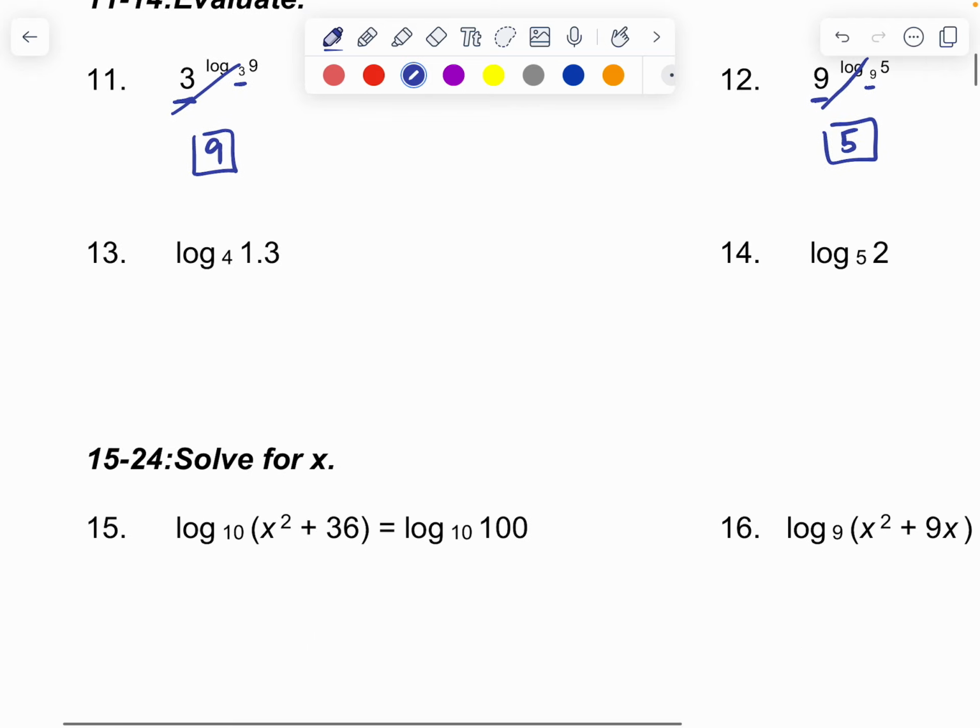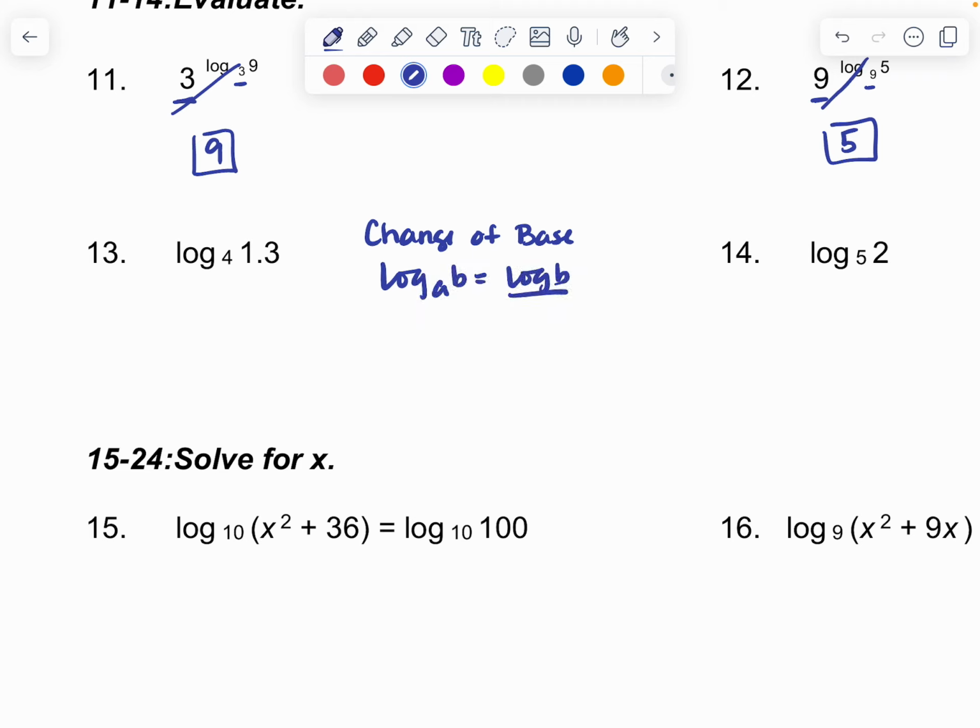Okay, number 13. So for this one, you want to use something called the change of base formula. And you might want to write this down so you have it. Change of base formula says that log base A of B equals the log of B over the log of A. And you guys, we actually proved this when I taught this a long time ago, like in January. So look back at your notes if you want to see the proof. But look, who does B represent? So B represents this little number, which is the 1.3, and then A represents the little base, so it's this one.